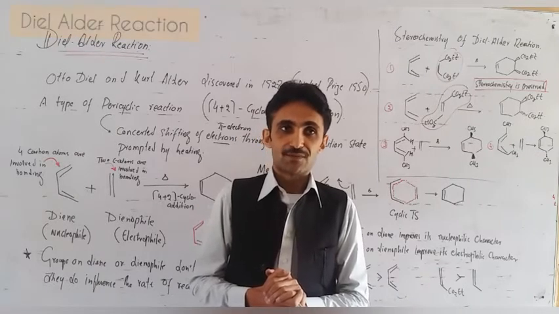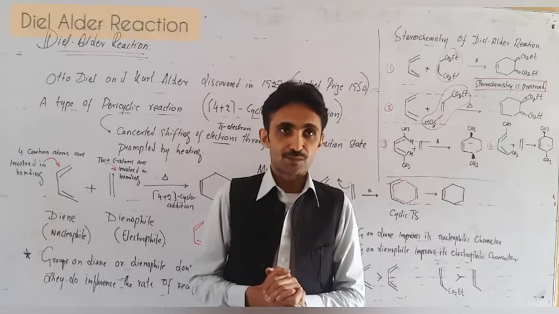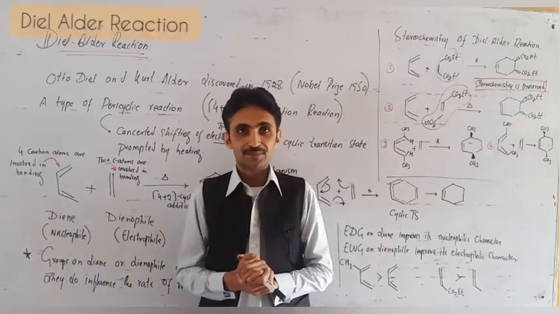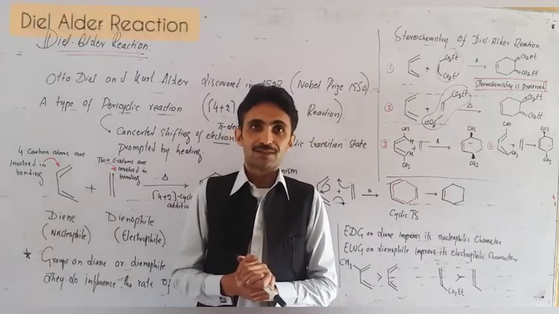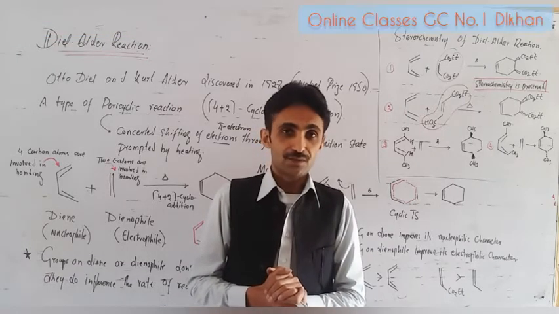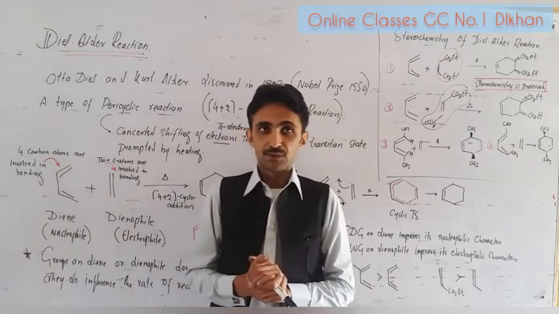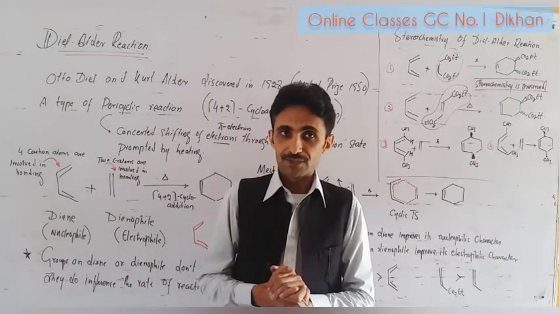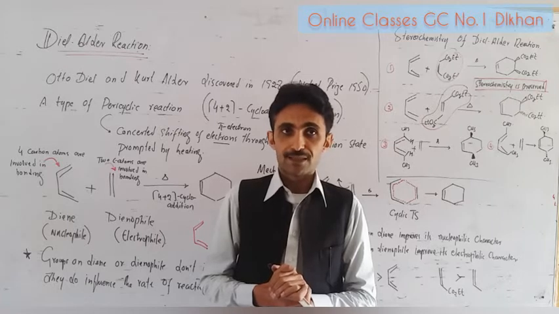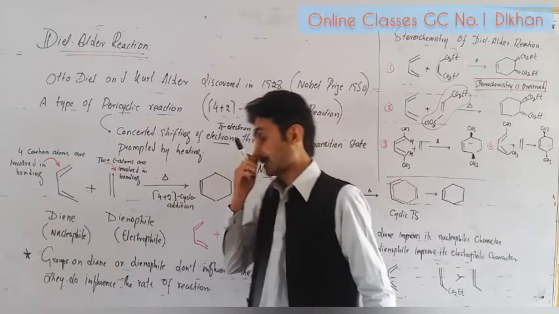Why do we call it a 4+2 cycloaddition reaction? Because it involves two substrates. One is known as diene, which contains two double bonds that are conjugated, and the other substrate is known as dienophile. The dienophile has only two active carbon atoms involved in bonding, and as far as the diene is concerned, there are also two carbon atoms involved in bonding.